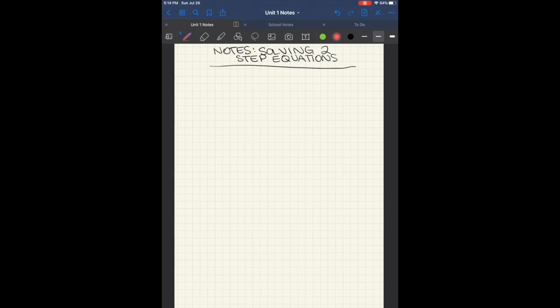Hello everyone, here's our notes on solving two-step equations. When we're solving two-step equations, that means there's two things happening to our variable, and the order that we do it in is like order of operations, but it's opposite. So I like to call it SAD-MEP, but a lot of people call it reverse PEMDAS.